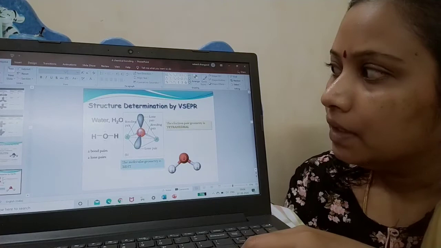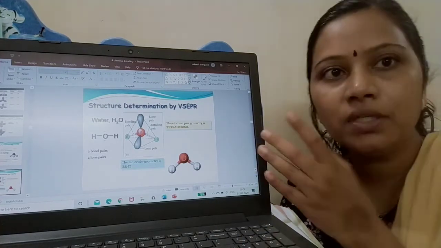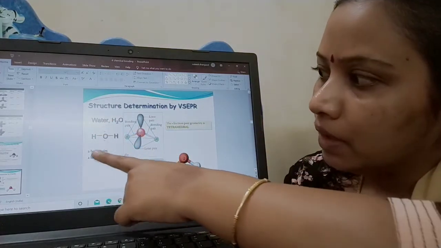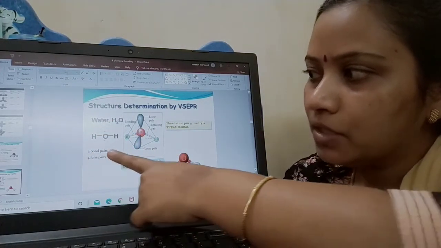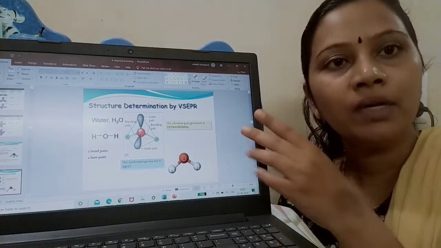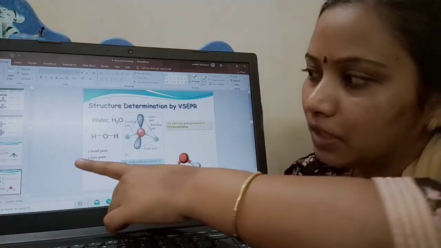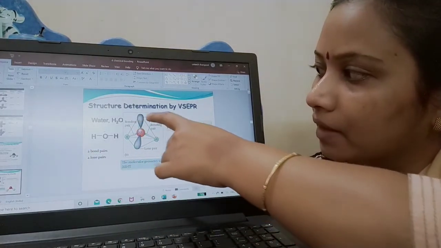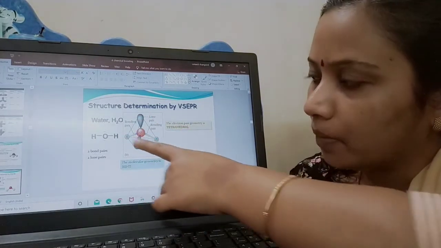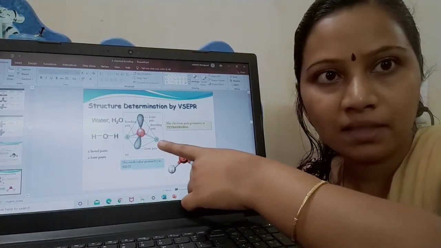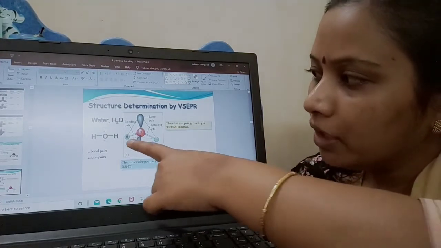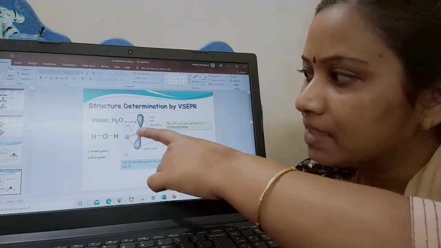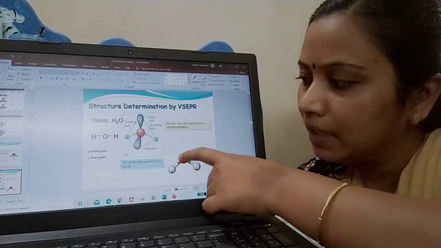Now, this is the second example of structure determination by VSEPR, for the water molecule. In the water molecule, the lone pair is 2 and the bond pair is 2. I am giving you a separate video to calculate the lone pairs and bonded pairs. So how will I represent the electron pair geometry? Since it is 4, you will tell me it's tetrahedral, ma'am. But when you look at the possible geometry of the atoms, I can tell it's a bent molecule.